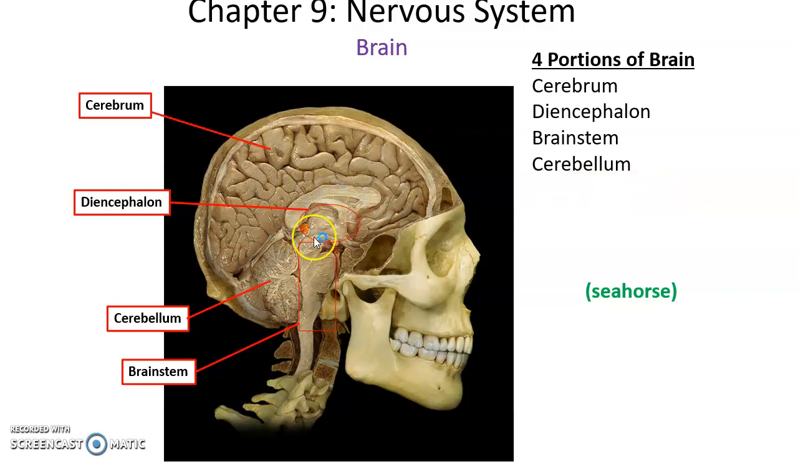And I'm going to point out that there is a seahorse in the brain. If you think of this portion here with the diencephalon as a seahorse head, here's its mouth, and here's the neck and body of the seahorse and the seahorse's tail. The seahorse will not be on any exams, but sometimes I will refer to it to give an idea of where structures are found.